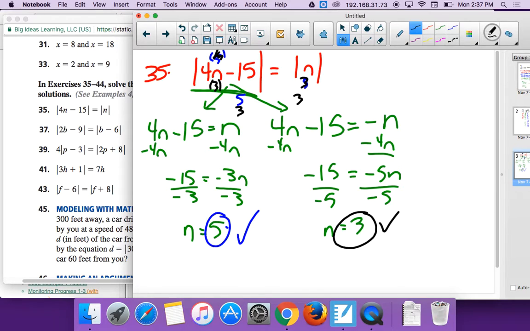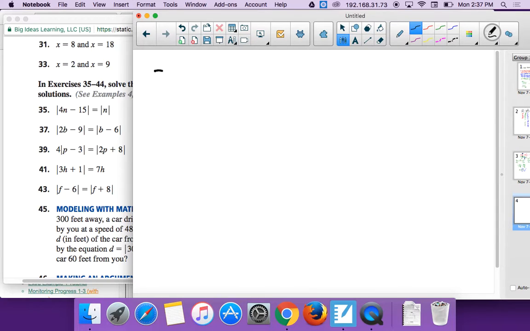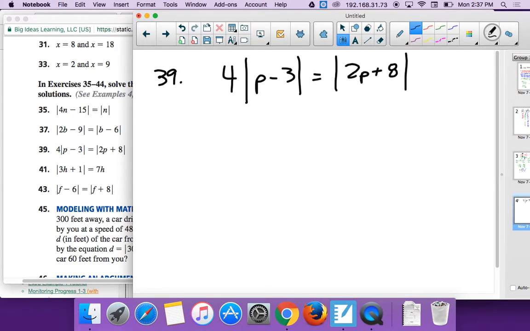Let's look at the next one. I want to look at number 39. It says 4 multiplied by, it looks like the distributive property, but it's an absolute value, p minus 3 equals absolute value of 2p plus 8. Again, just like before, look at the left one. Is that absolute value by itself? The answer is no. How would you get rid of that 4 times? If you wanted to get rid of it, you can just divide both sides by 4, and then you have the left side by itself.